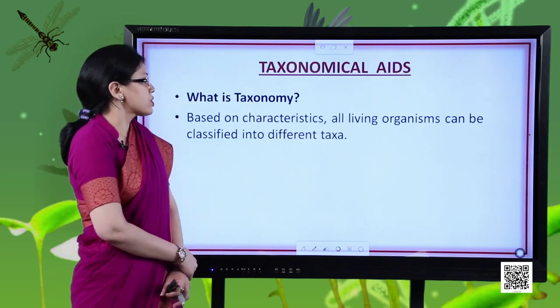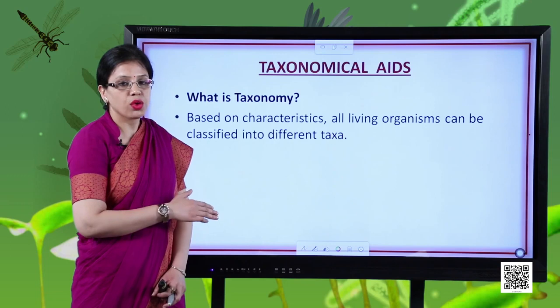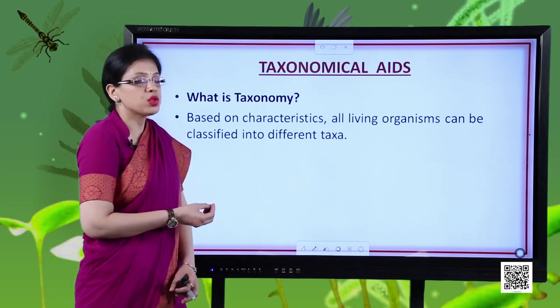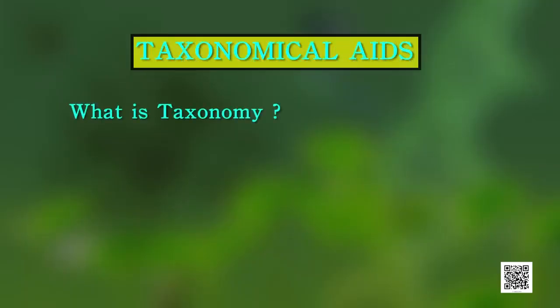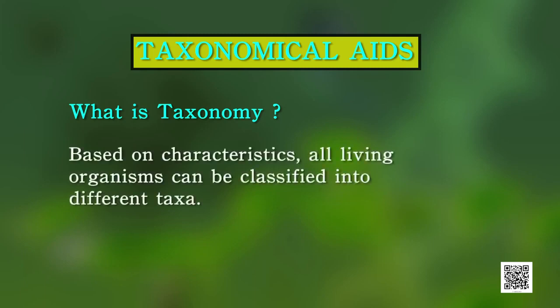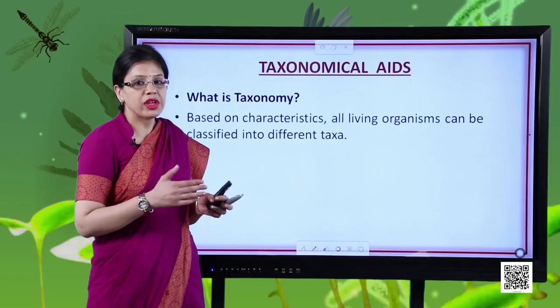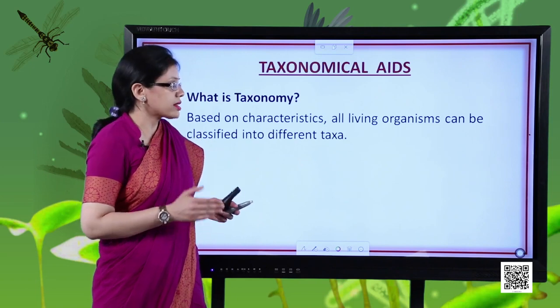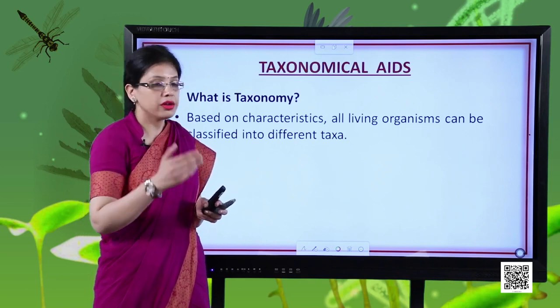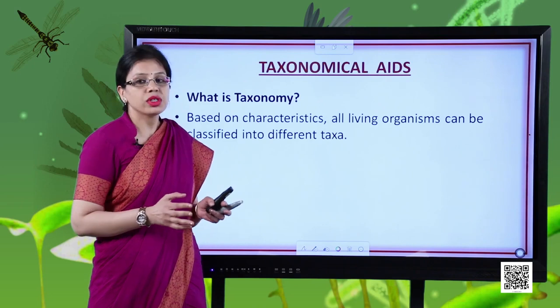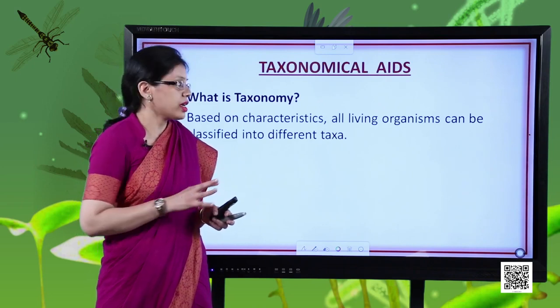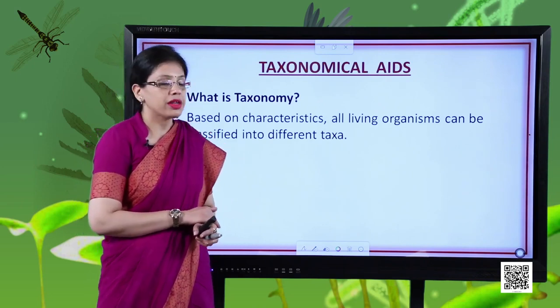Now, in your previous session, you have already studied about taxonomy. So now let's quickly recapitulate what exactly is taxonomy. In taxonomy, on the basis of characters, we are classifying the living organism into different taxa, okay? And when we are dividing them into different taxa, this is done in a hierarchical manner, so that it is easier for the scientists to understand all the type of diversity which is present on our planet Earth.